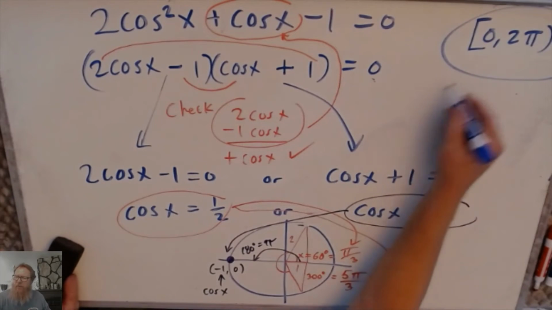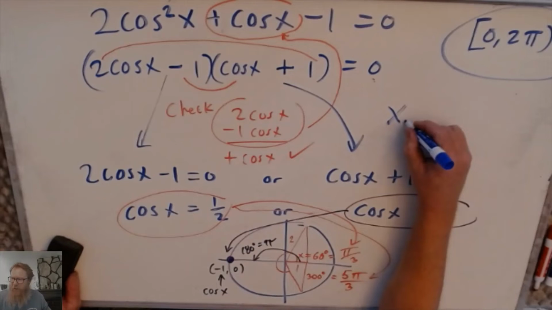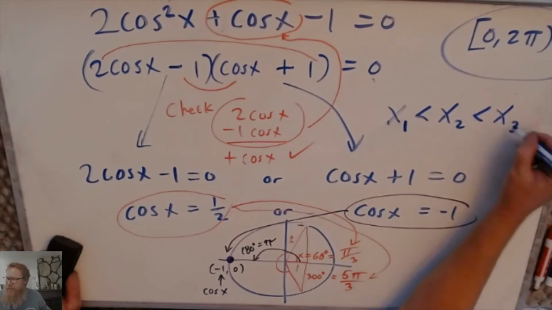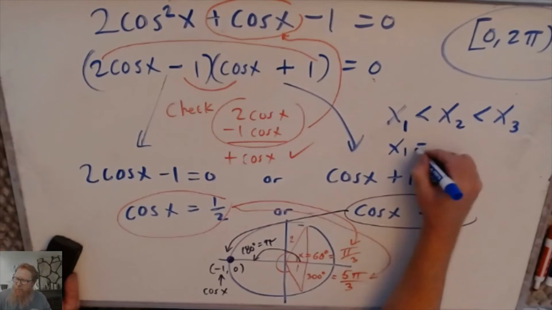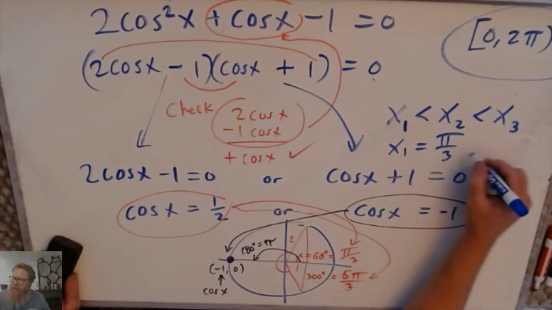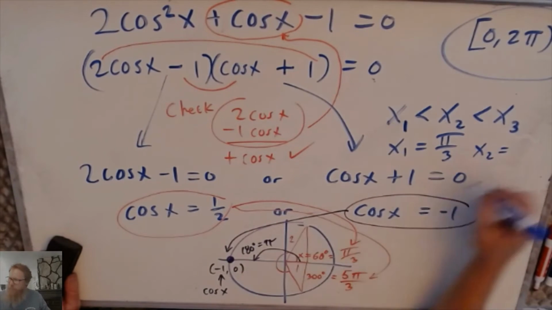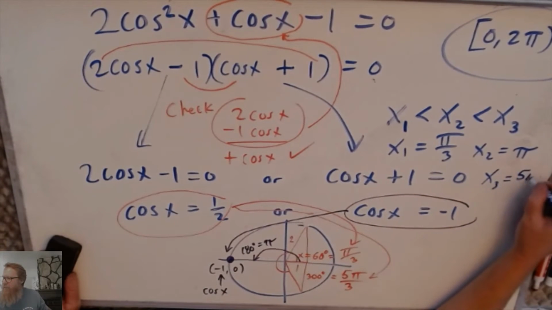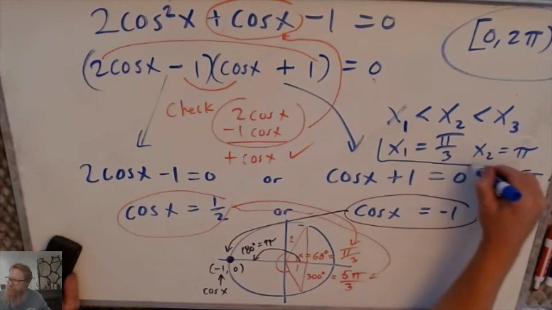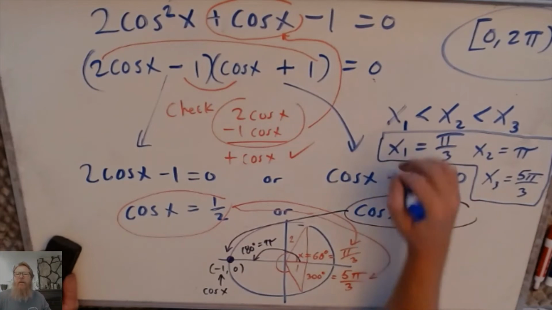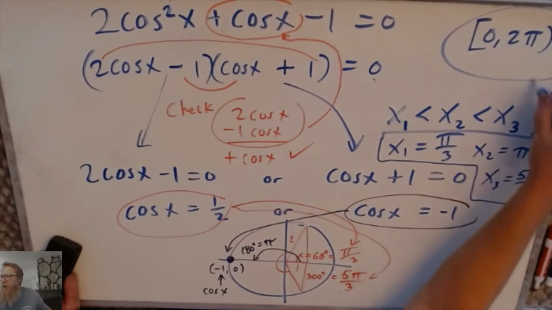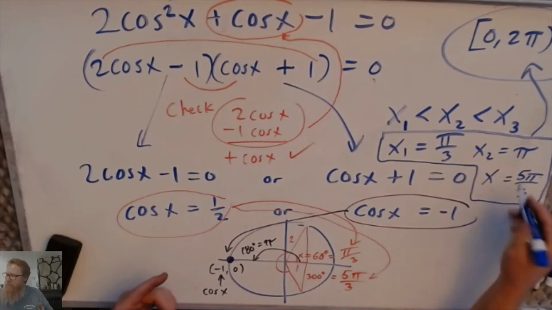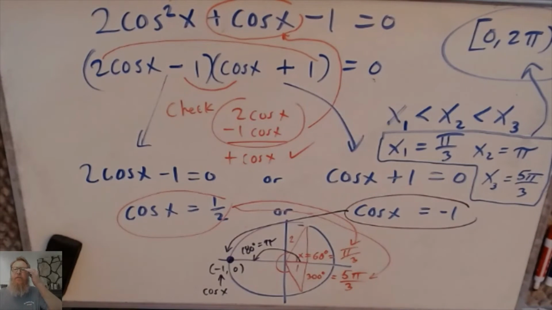So give me all your solutions on this interval. Your solutions are, let's put them in order: x1 should be less than x2, which should be less than x3. So x1 is pi over 3. x2 is pi. That one comes next. And x3 is the last one, 5 pi over 3. So here are your three solutions. They should all be in the interval from 0 to 2 pi, and you should put them in order from smallest to largest as you go around the circle.